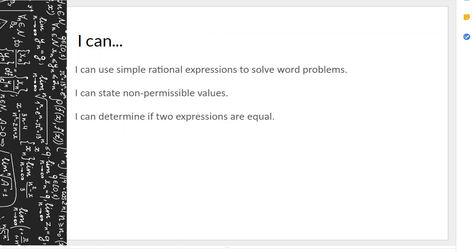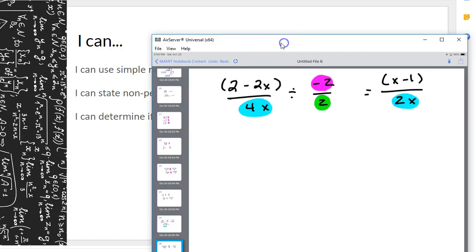And that's it for chapter 4.1. So you need to be able to say, I can use simple rational expressions to solve word problems, I can state non-permissible values, and I can determine if two expressions are equal by multiplying or dividing by the same number on the top and the bottom.